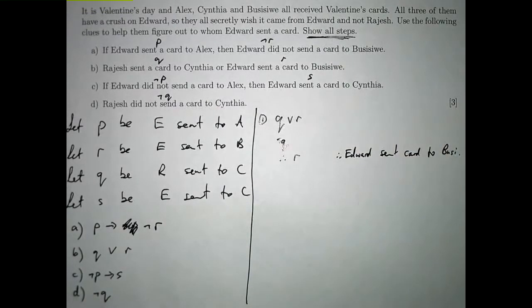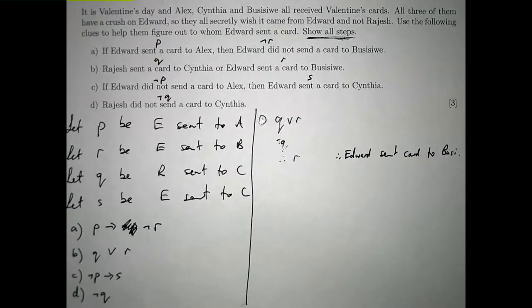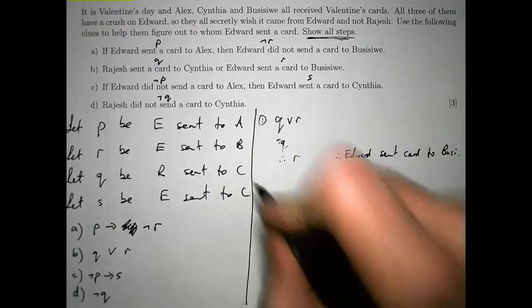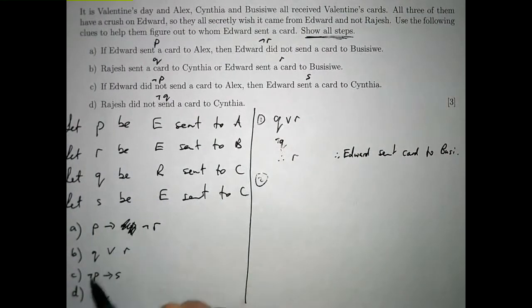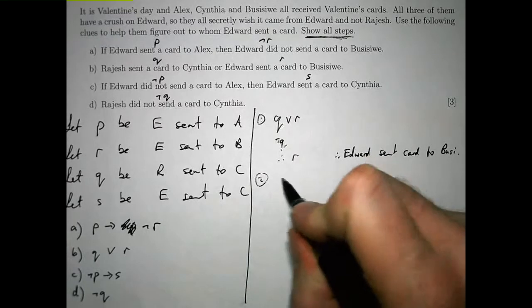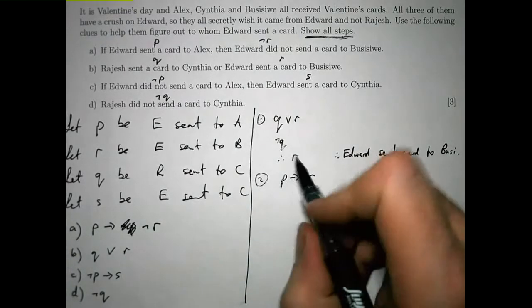Right, so we've got that Edward sent a card, but we haven't used all our information yet. It's possible that maybe Edward sent a card to somebody else. So let's carry on. Some of you stopped here and you got part marks, but it actually turns out that Edward is a bit of a player and he's sending cards to more than just Busisiwe. We've now worked out R, so let's go and find another statement that uses R. Maybe we can use that to work out something else.